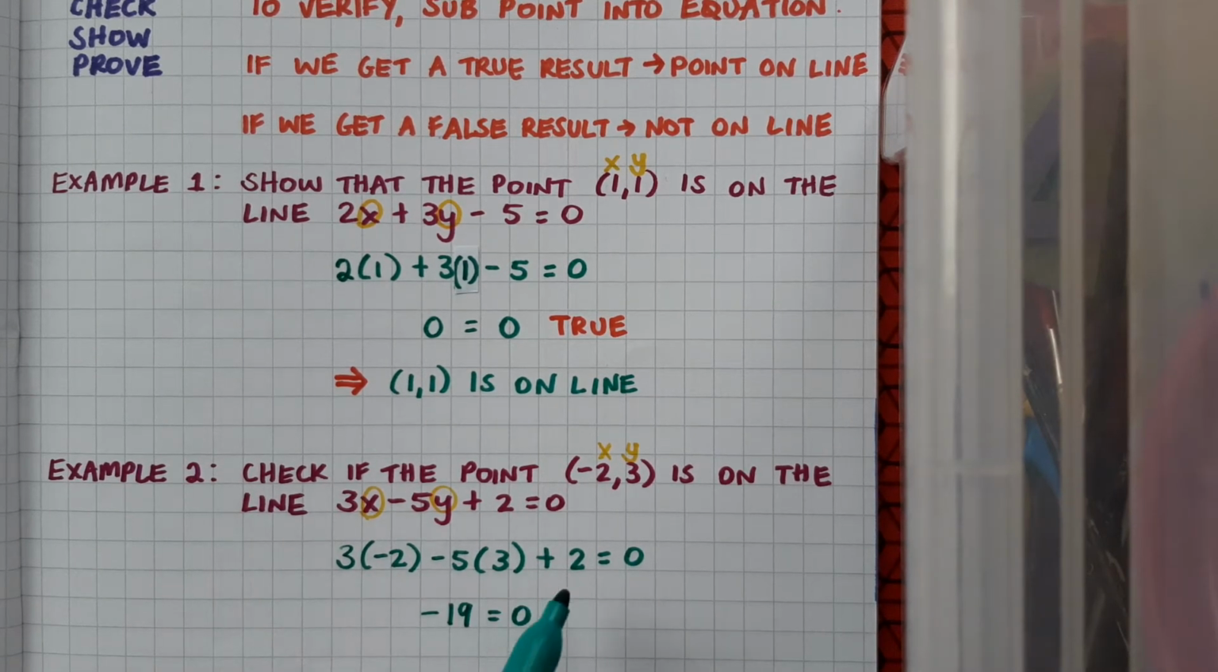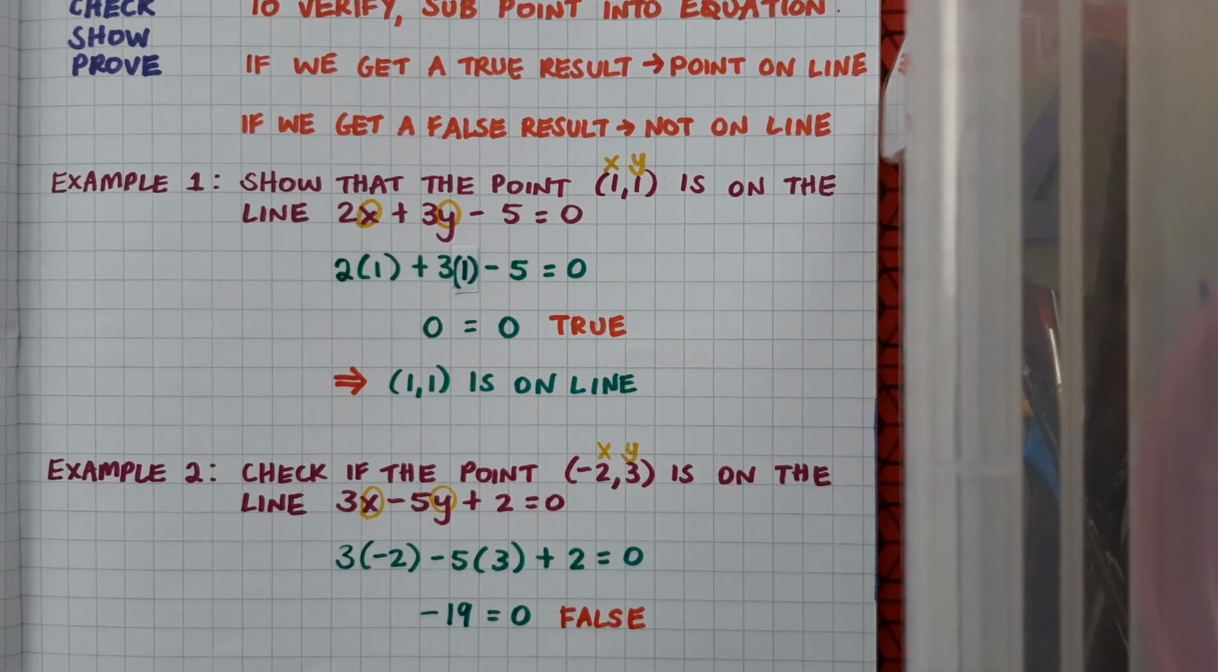So on the left-hand side of my calculation, this time I get -19, and this equals 0 is just the equals 0 from the previous line. Now again, I need to decide, is this a true result or a false result? Well, okay, it's fairly obvious here that -19 is not equal to 0.